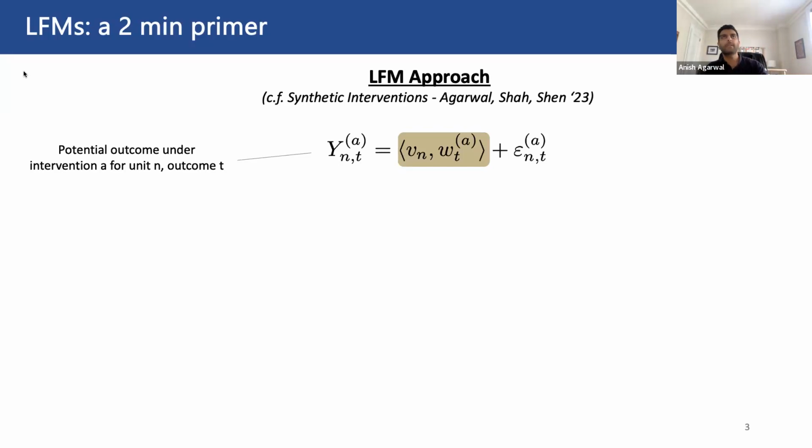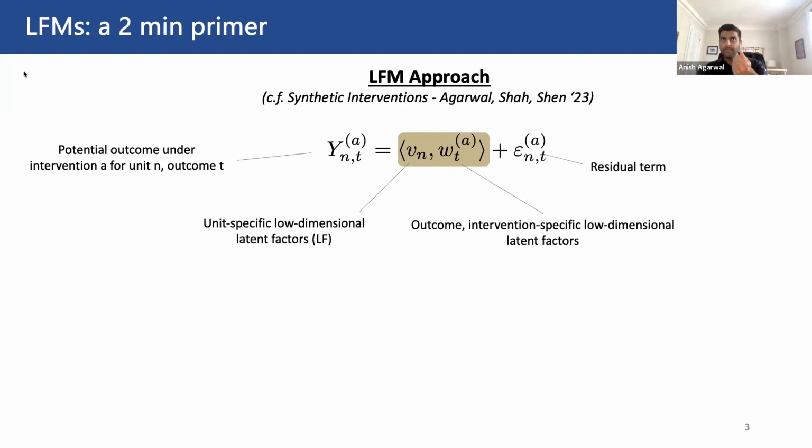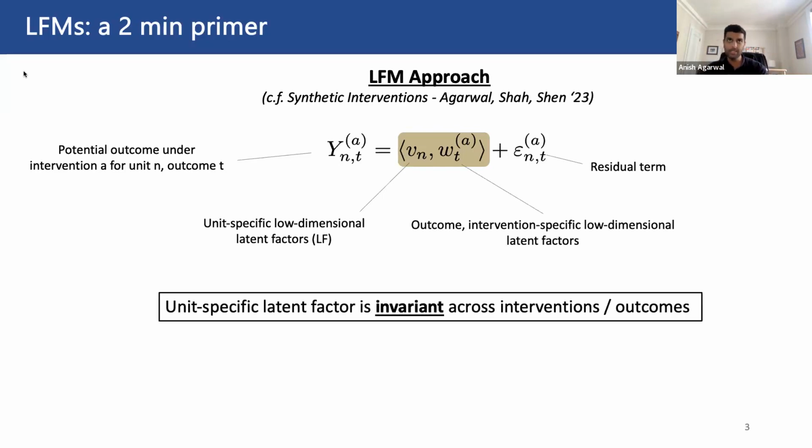The type of assumption you make in the latent factor model world is that you can write it in terms of a bilinear product of a unit-specific latent factor, which is called Vn here, and the outcome and intervention-specific latent factor, which is Wta. It's taken as an inner product of those two things. So Vn and Wta have a low-dimensional representation, and there's some residual term epsilon nta. That's your source of randomness in such models.